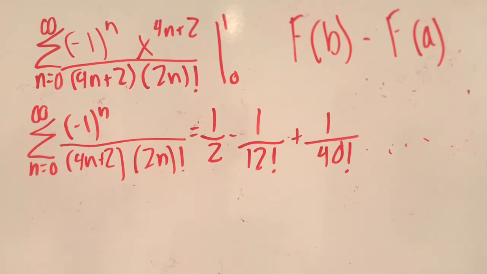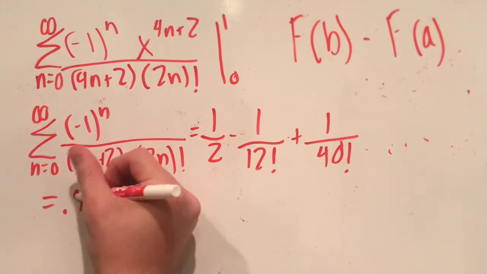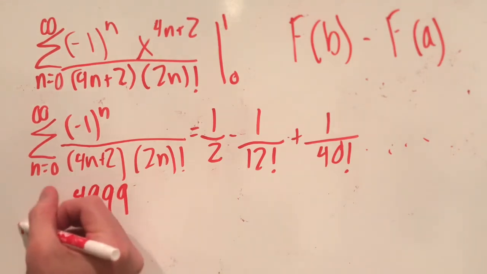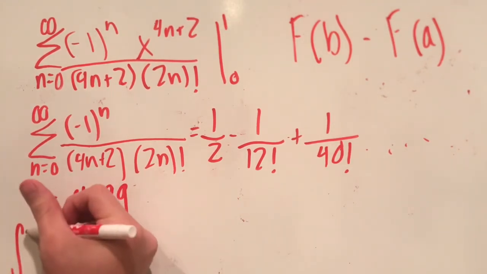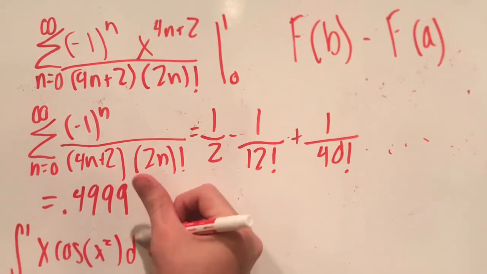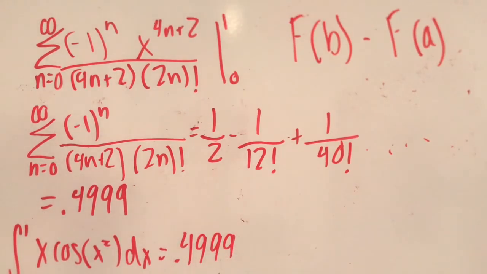Now actually typing that in the calculator, because I know none of you guys can do 40 factorial in your head, you're going to come out with an answer that is equal to 0.4999. Now when you type in the integral from 0 to 1 of x cosine of x squared dx, you are also going to get 0.4999. However, the numbers that come after both of these are different, because these will not give an exact approximation until it is all the way to infinity, which is impossible to solve by hand.